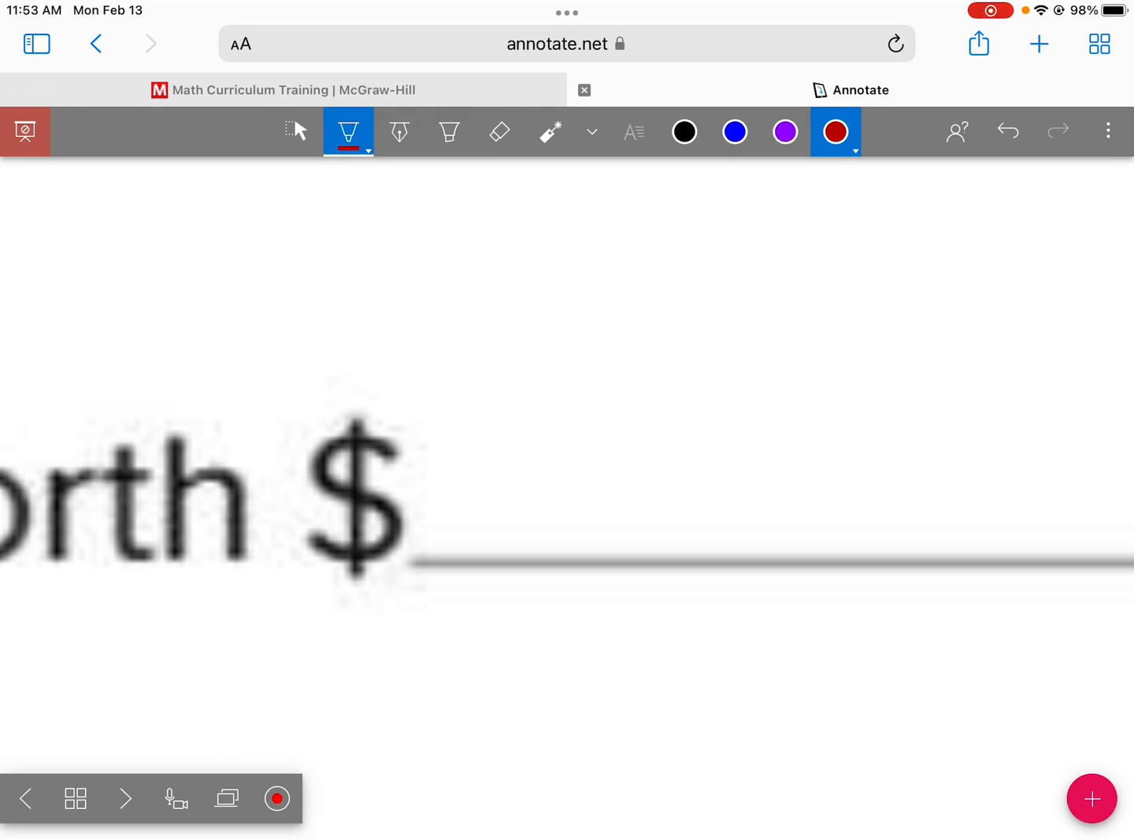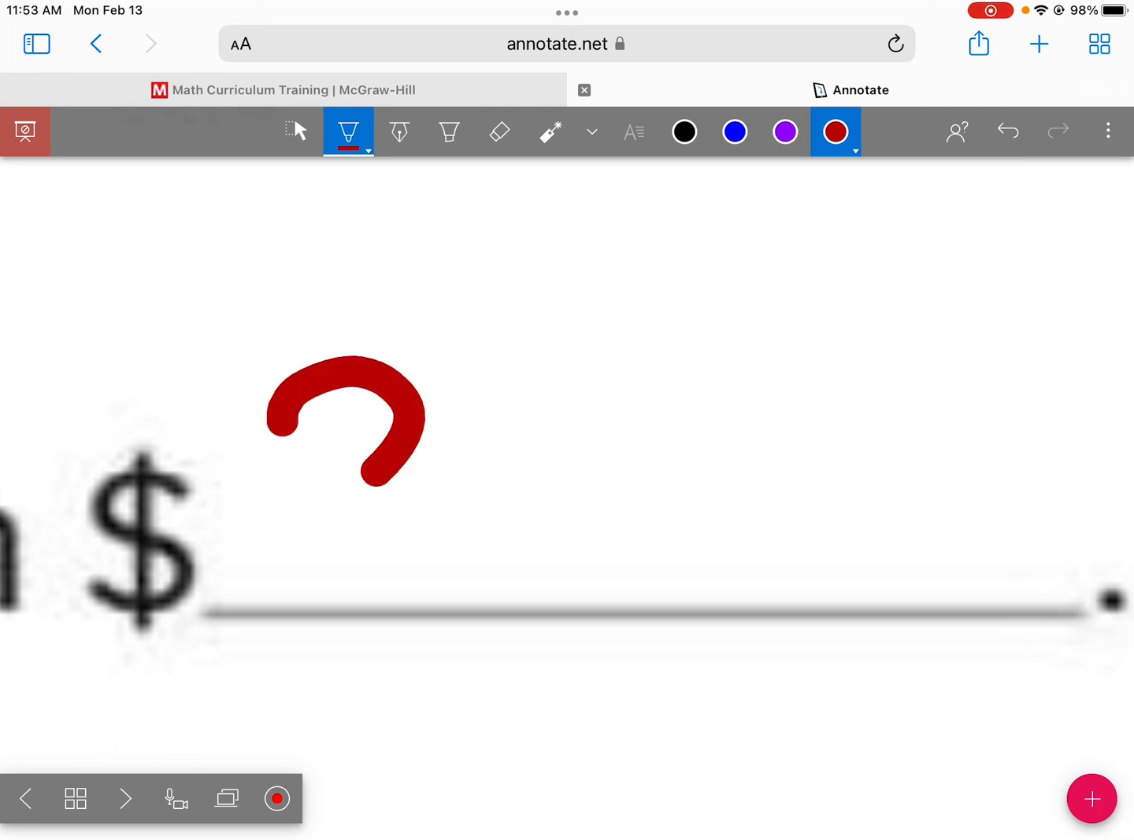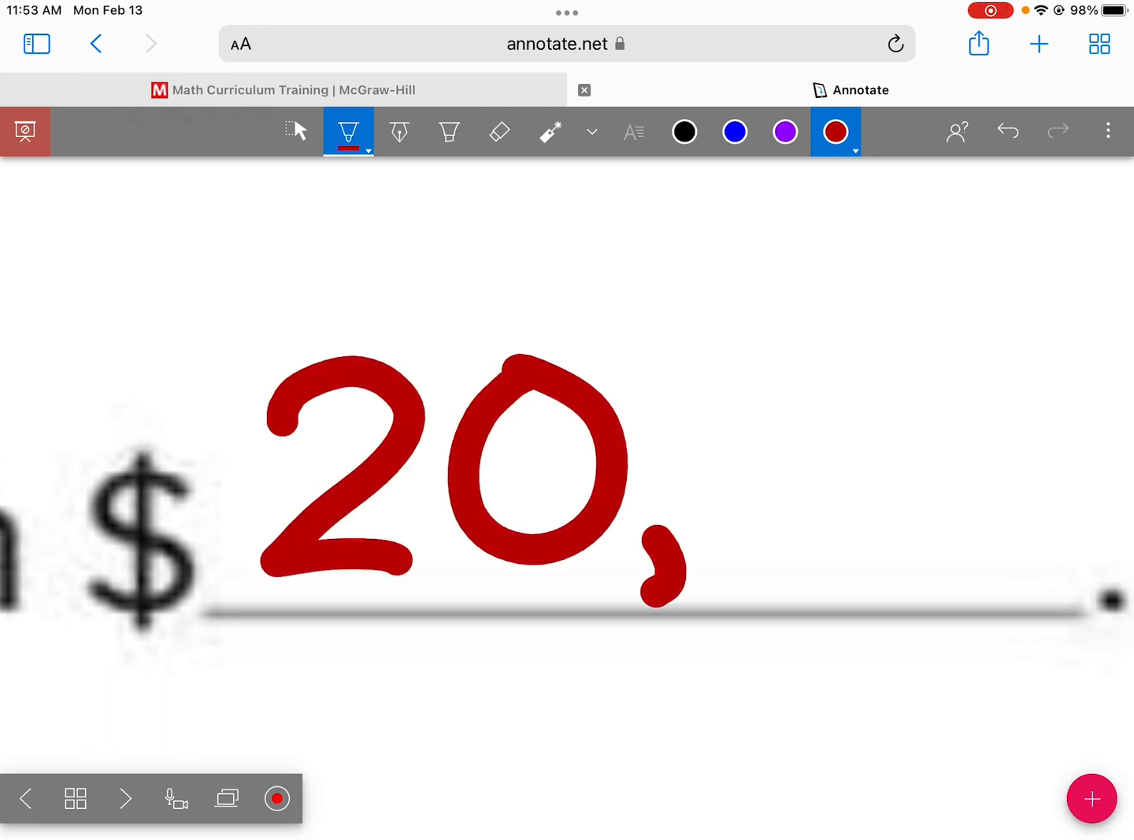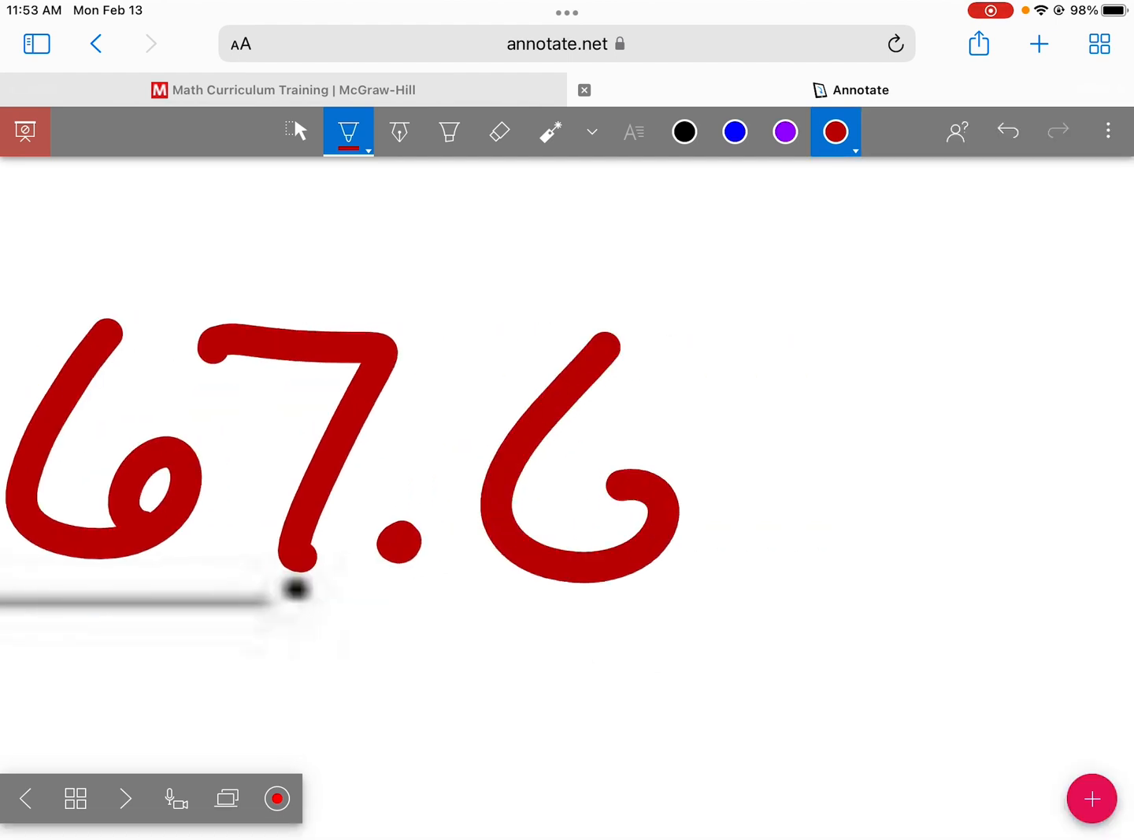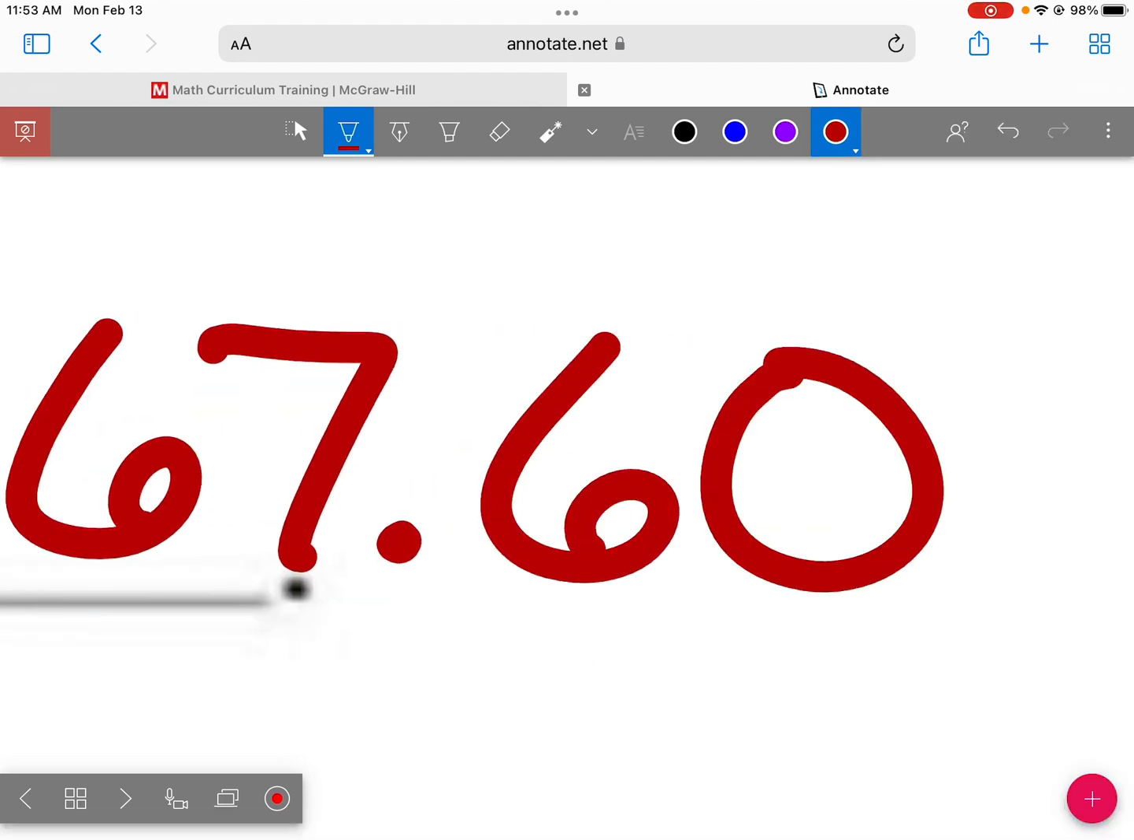So after 12 years, how much money does Alejandro have? 20,167 and 60 cents. Nice. I don't have to say numbers like that. Honestly, if you just want to say what all the digits are and then tell me where the decimal point is, that's fine. 20,000. Yep.